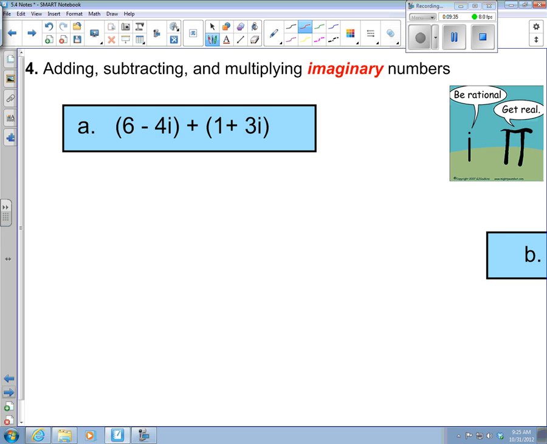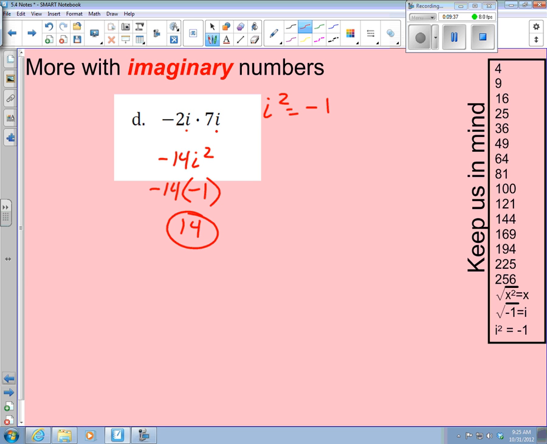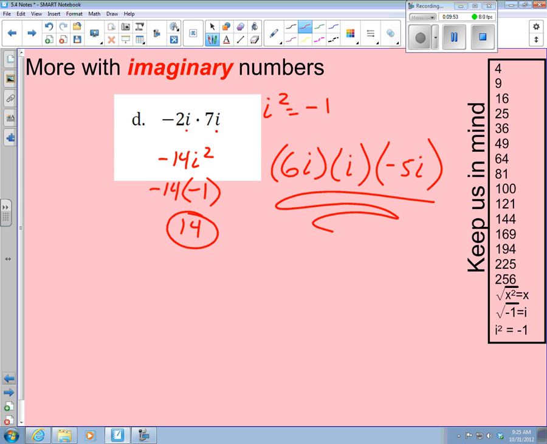These ones we'll get into tomorrow. I want you guys to try this. Try multiplying, we'll say 6i times i times negative 5i. You guys come up with an answer for that tomorrow, and we'll talk about that and talk about the rest of this worksheet and finish up complex numbers or imaginary numbers.